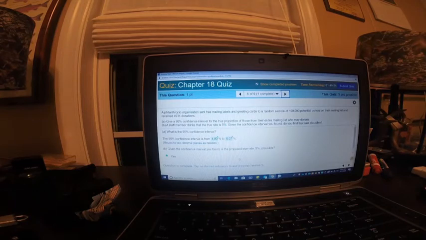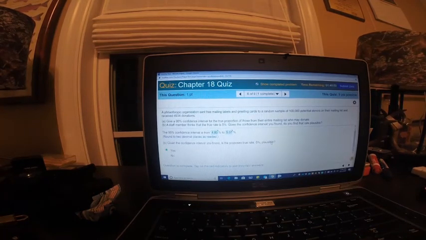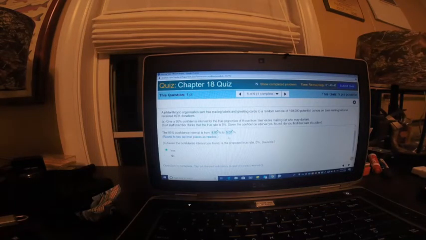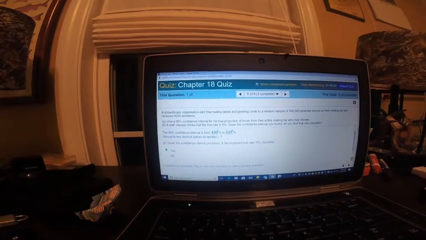Okay. Now, given the confidence interval that we just found, is the proposed rate of 5% plausible? Yes, indeed, it's plausible. It falls within the confidence interval, therefore it's plausible. So, that's it. On to the next one.